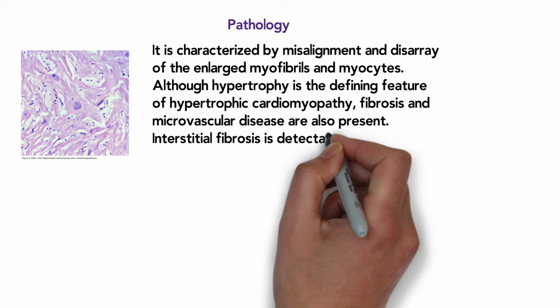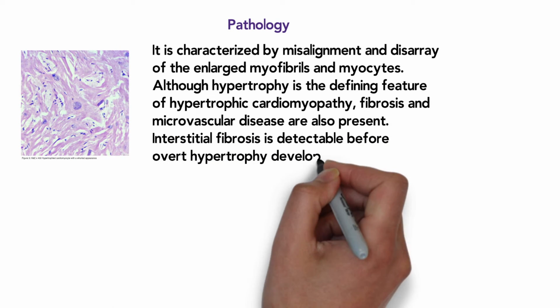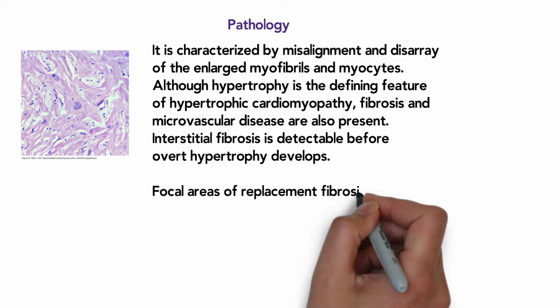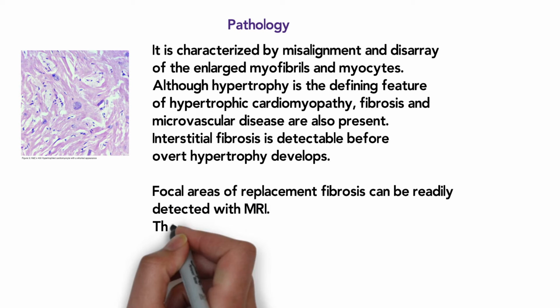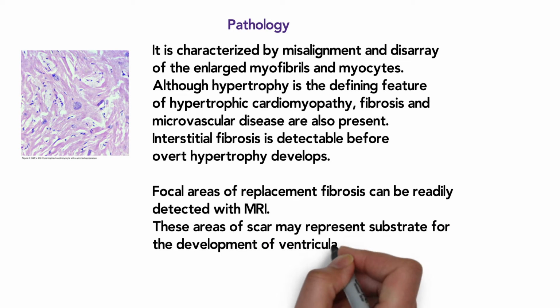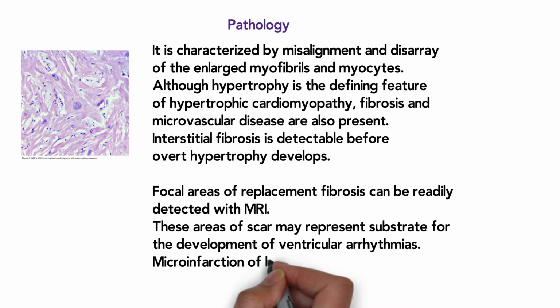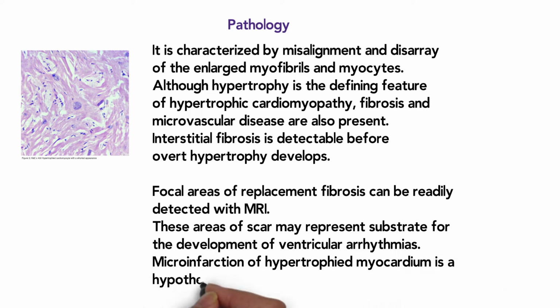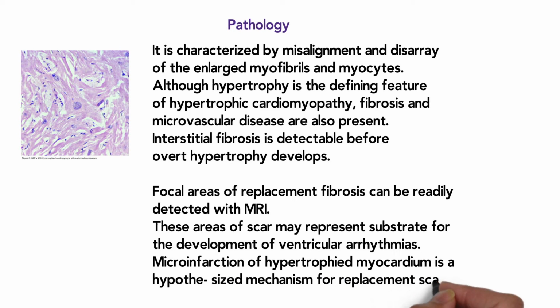Interstitial fibrosis is detectable before overt hypertrophy develops. Focal areas of replacement fibrosis can be readily detected with MRI. These areas of scar may represent substrate for the development of ventricular arrhythmias. Microinfarction of hypertrophied myocardium is a hypothesized mechanism for replacement scar formation.